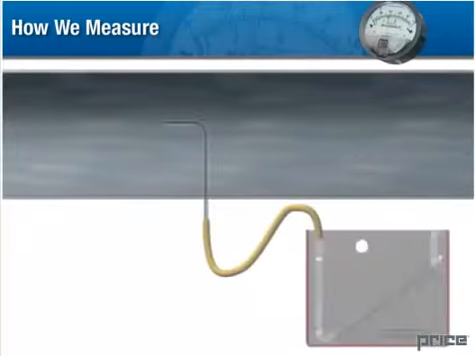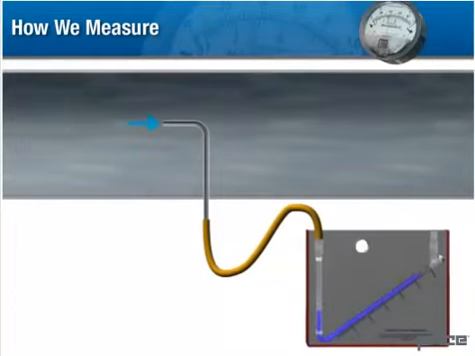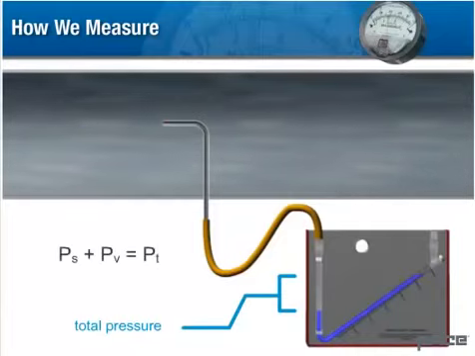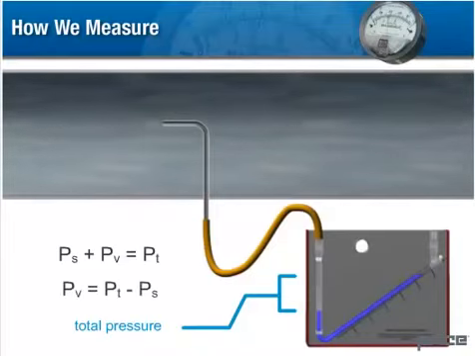If we insert a tube into the duct facing the airflow, we can measure the total pressure, which is the effect of the static pressure plus the velocity pressure. Again, note that the static and velocity pressure combine to create total pressure. So, to arrive at a measurement of the velocity pressure, we must subtract the static pressure from the total pressure measurement.